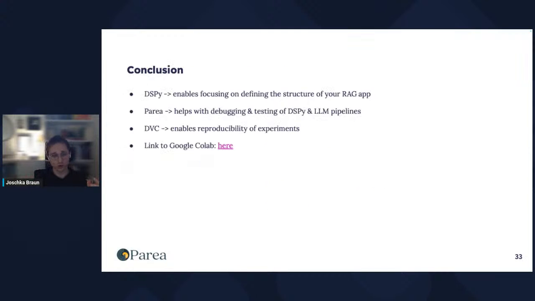And then to conclude, I can say that DSPy makes it very easy to just focus on the flow of your LLM program, without needing to worry about the actual prompts or how to fine tune a model. Parea makes it easy to debug and test every step of your DSPy or LLM pipelines. And finally, DVC enables the reproducibility of all the experiments you run, so you don't need to worry about committing that particular state of your workspace to the Git version history.